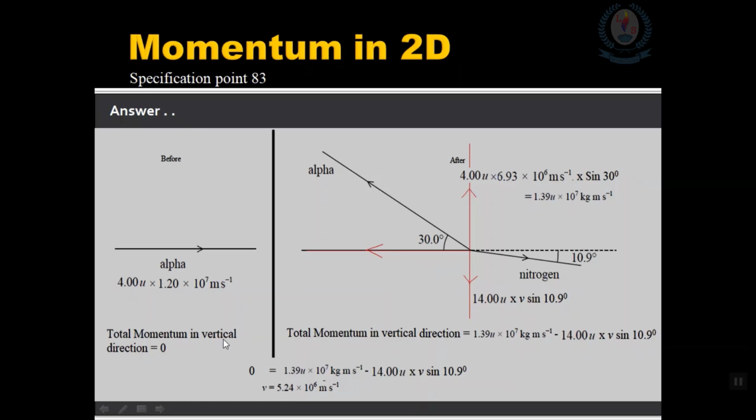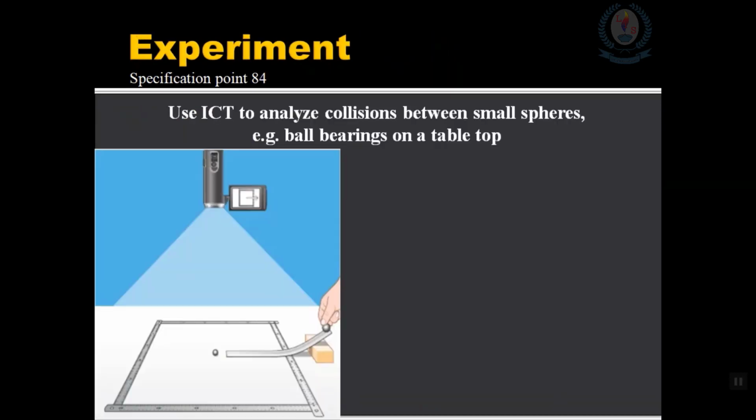Theoretically we know that the initial total momentum vertically upward should equal the final total momentum vertically upward. We will equate them and we will get the answer for v. A simple mathematical calculation thereafter.